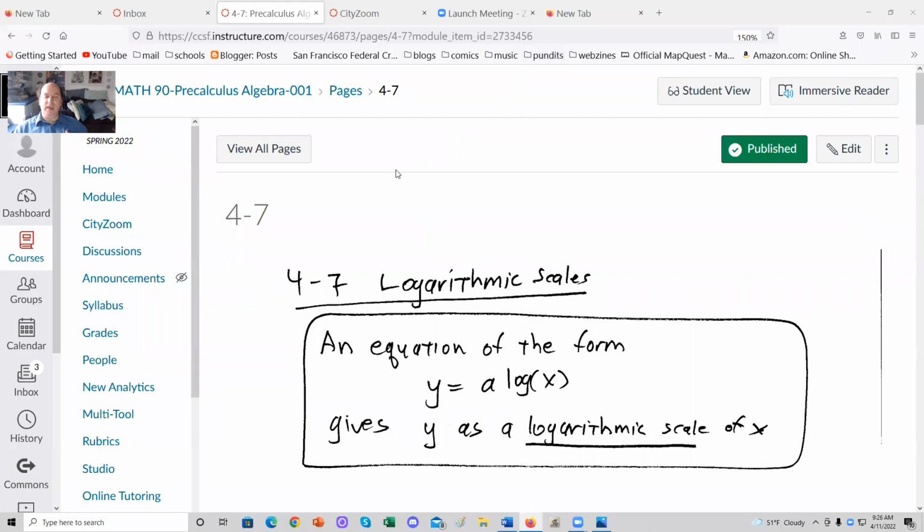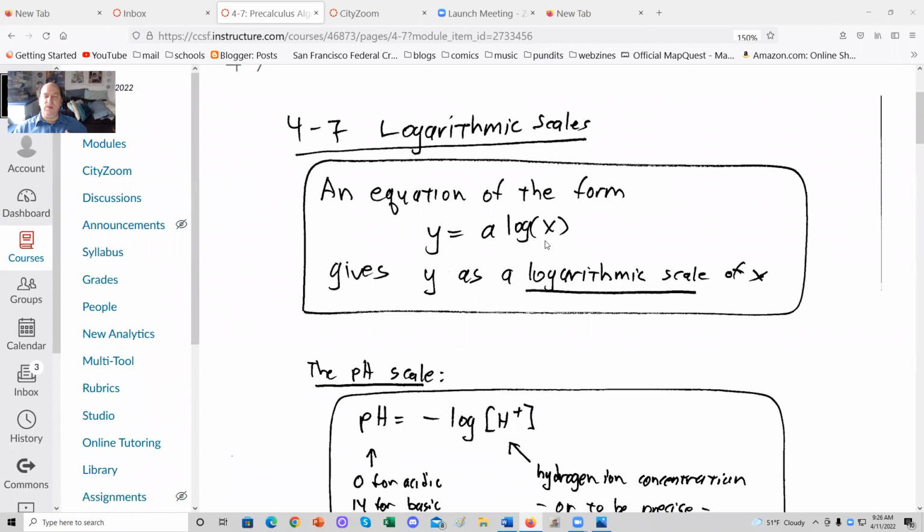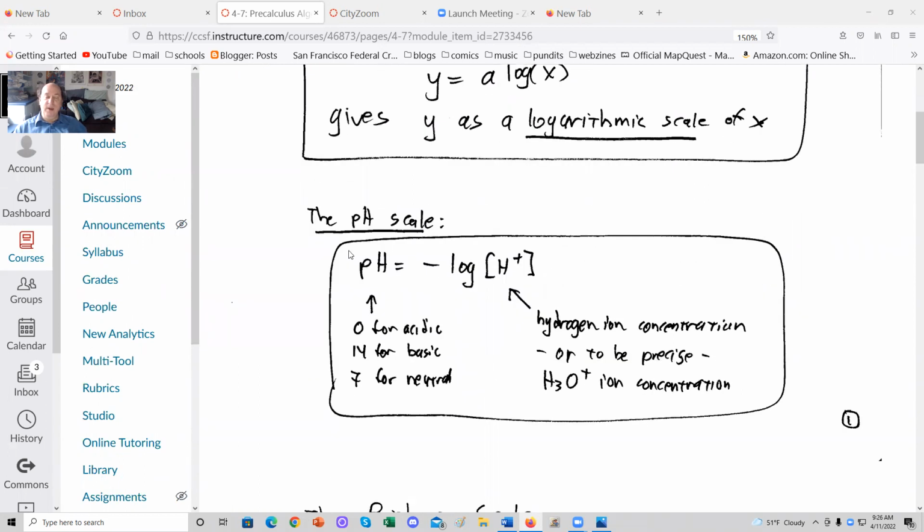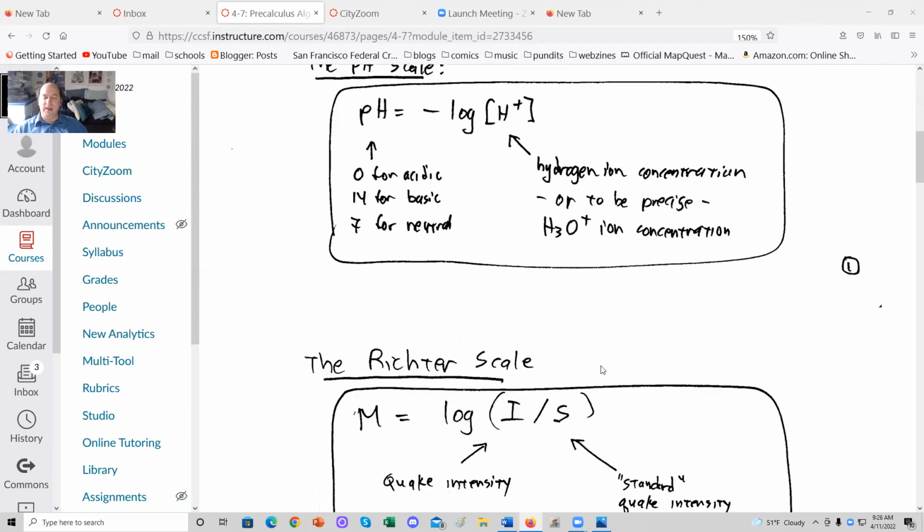Logarithmic scales. When we have an equation of the form y equals a log x, this y is a logarithmic scale of x. For example, I already mentioned the pH scale. pH equals minus log of hydrogen ion concentration. Its pH is 0 when it's acidic, 7 when it's neutral, 14 for basic. And this is the concentration of hydrogen ion, but really it's the concentration of H3O plus ion.